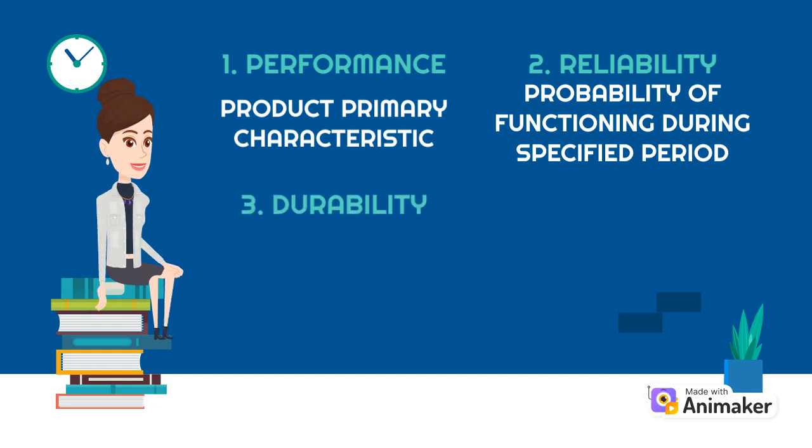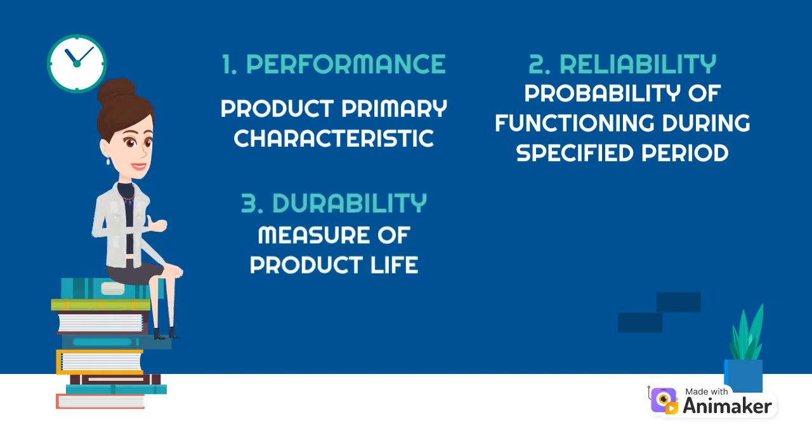Next is durability. Durability is a measure of product life. Usually, we will say that the product has quality if it is able to function for a long time. For example, when we buy a fridge and it is able to last through its life, for example, more than 10 years. Since it's durable for such a long time, it's a very good product.